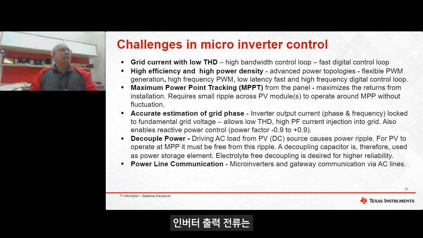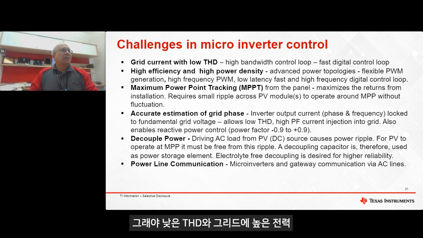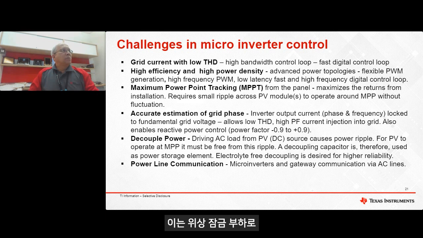The fourth thing is the accurate estimation of grid phase. Inverter output current has to be in phase and frequency locked to the fundamental grid voltage, and that translates to low THD and high power factor current injection into the grid and maximizes power. In some cases, you also may need to control the reactive power, and that will also be implemented with the phase lock loop. So accurate estimation of the grid phase is important to be able to achieve all this.